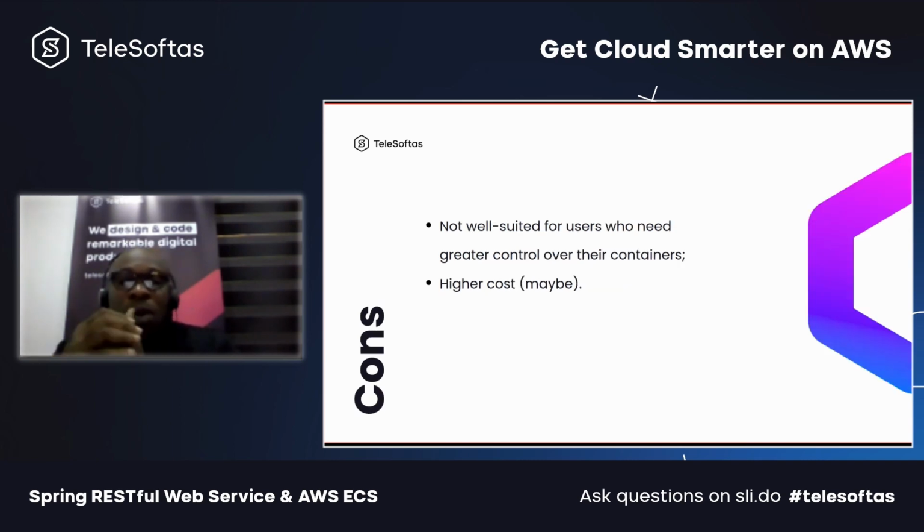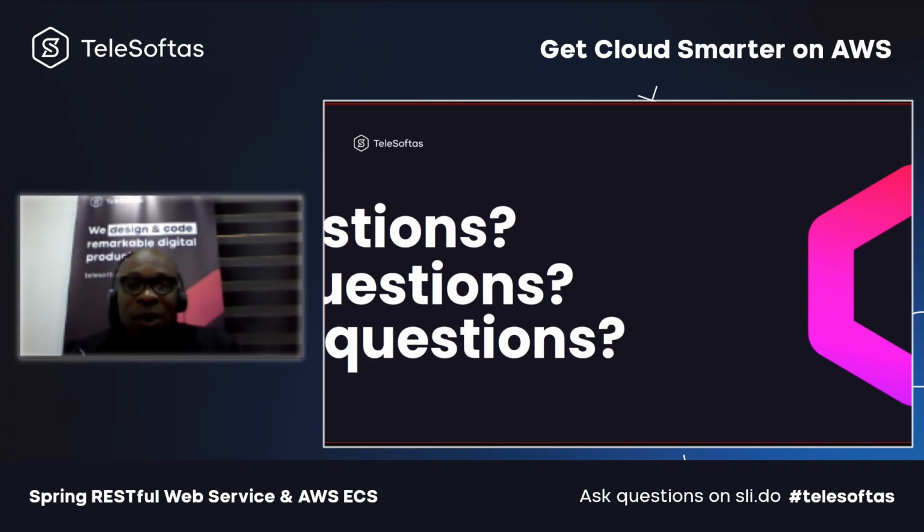So going to the cons, right? If you are a user that needs to have greater control over your containers, then of course you may not want to use ECS Fargate. You may want to use the ECS EC2 launch type. And of course, if you're going to be running your containers for a prolonged period of time, then there's a higher chance that you're going to incur higher costs than when you run EC2 instances. So basically, that's it. So I think we could take some questions now.